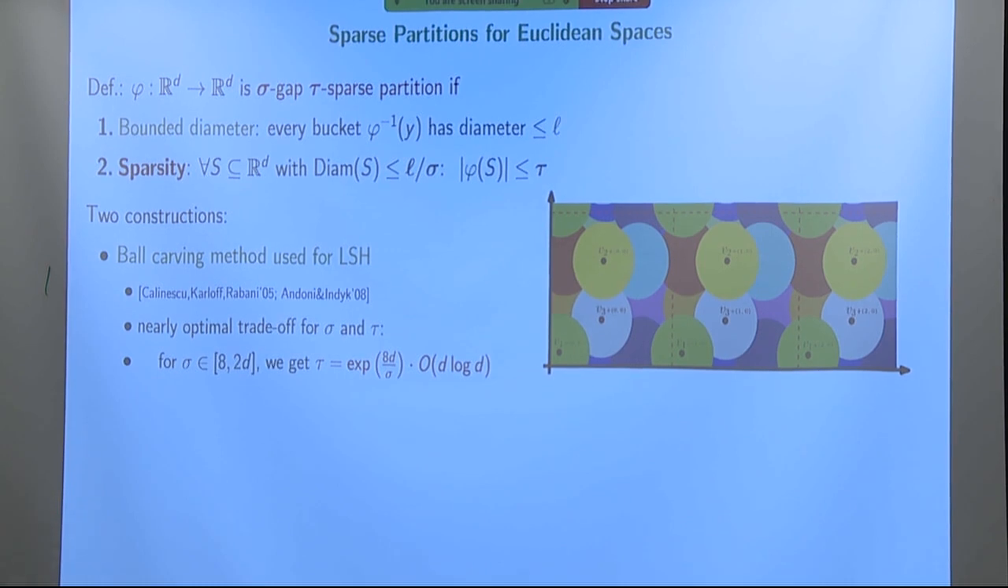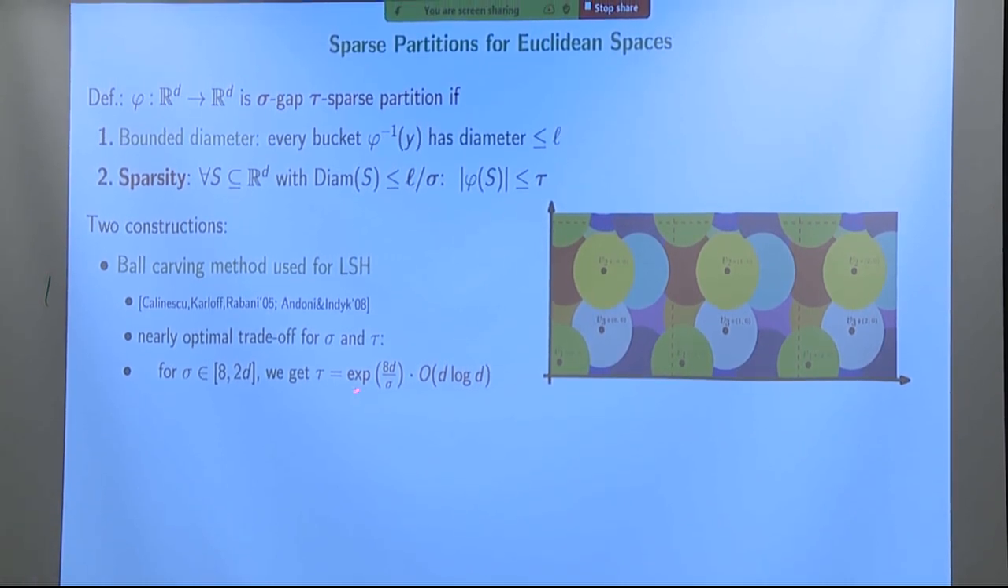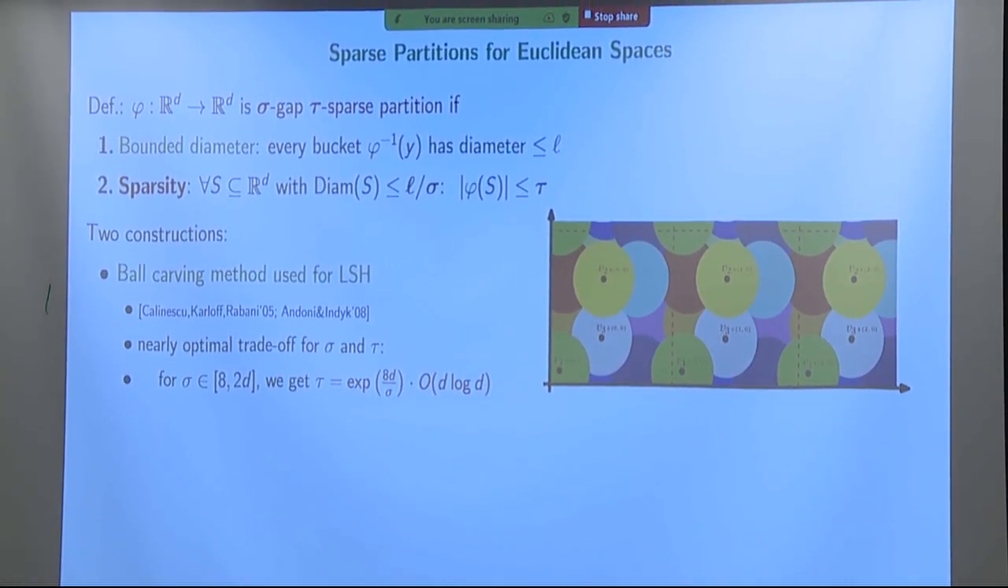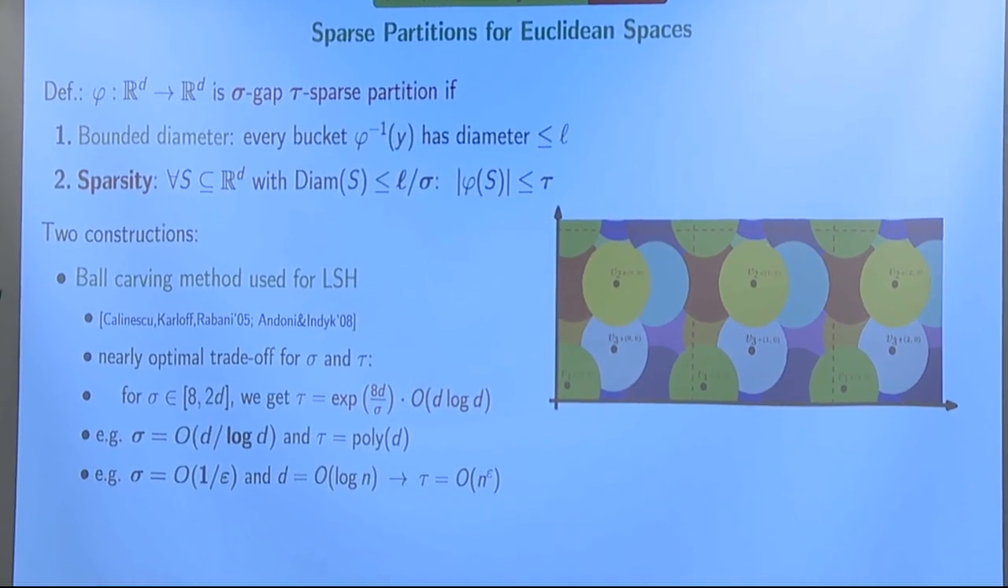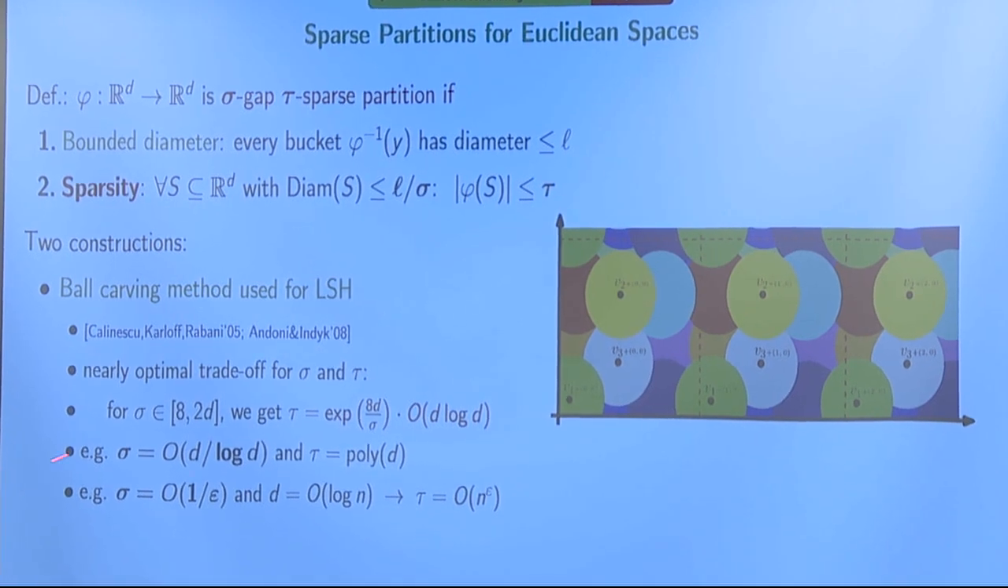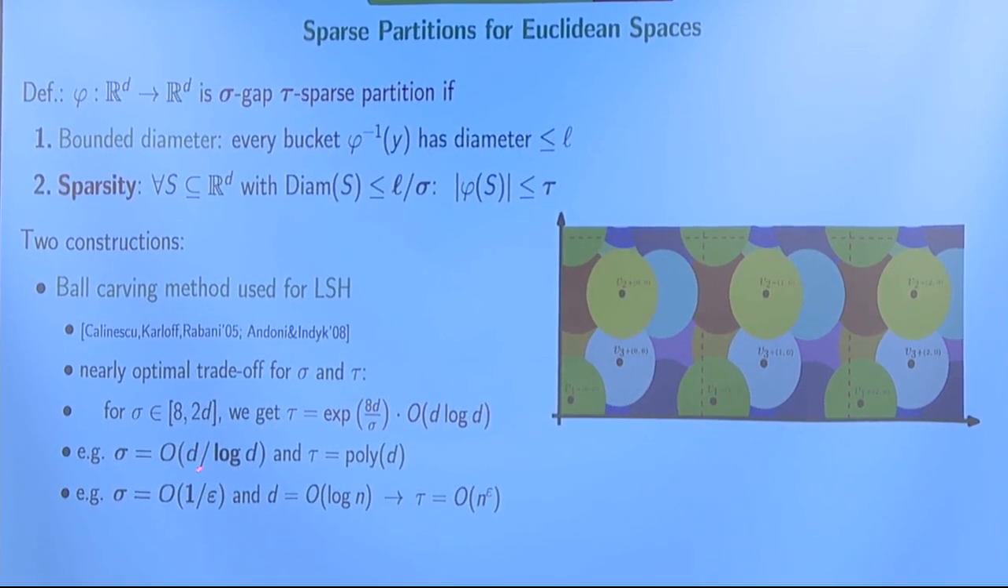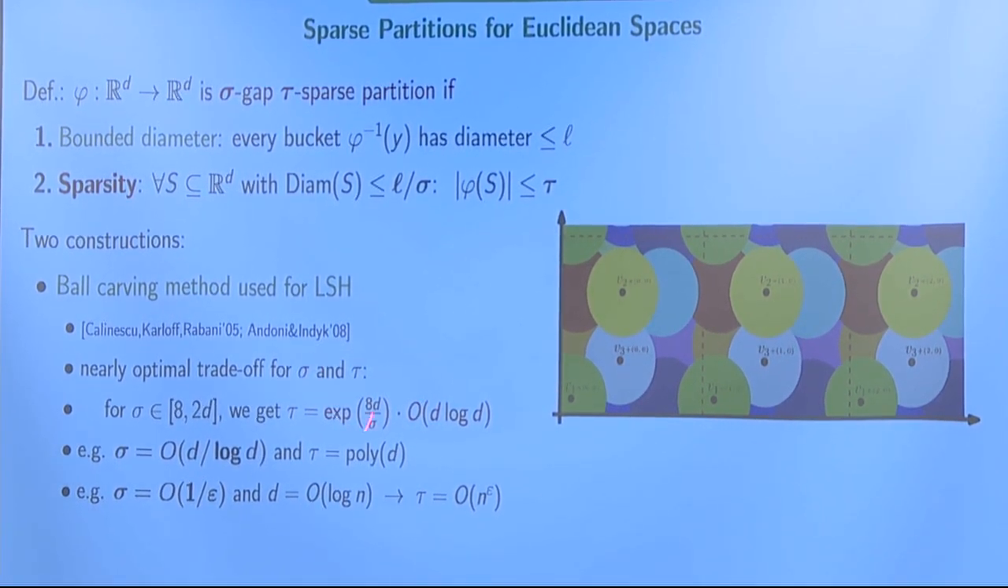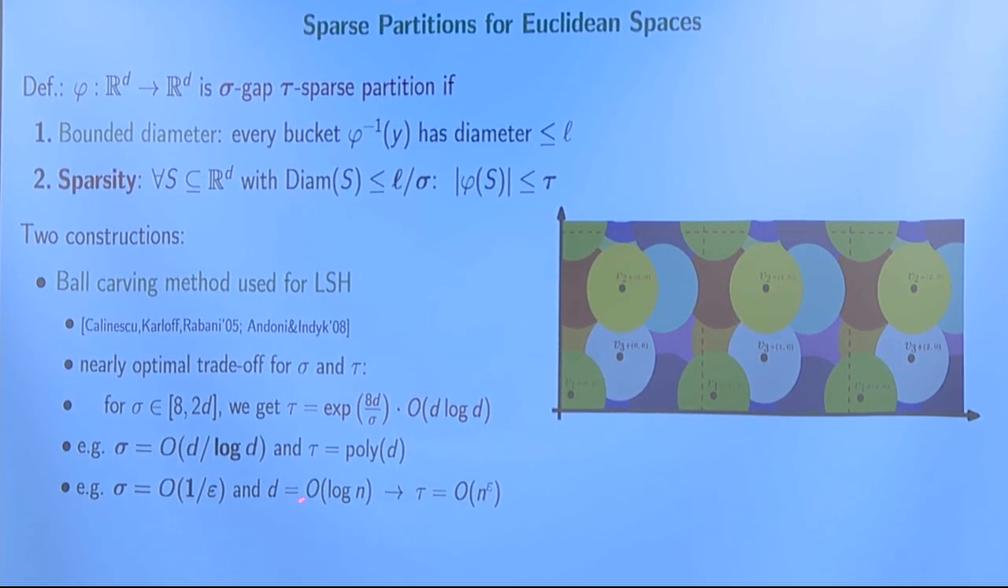So eventually, for large enough sigma, we can make tau polynomial in D. In particular, we can have these two extreme points in this trade-off. We can get sigma D over log D, and tau will be polynomial in D. Or we can have a much smaller sigma, let's say constant. And if you set the dimension to be logarithmic, then tau will be a very small polynomial in N.